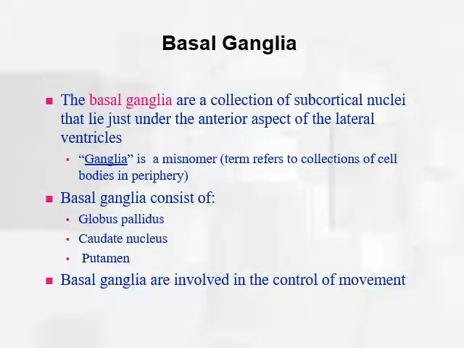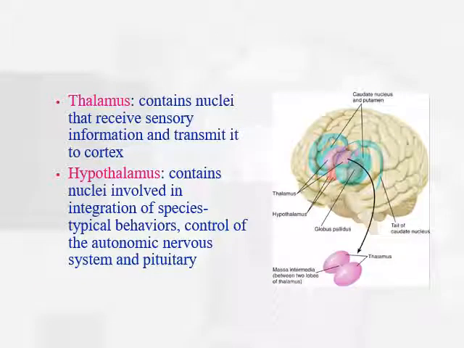Some deeper structures within the brain, like the basal ganglia, the thalamus, and the hypothalamus. For example, the basal ganglia are a collection of subcortical nuclei, which includes the globus pallidus, caudate, putamen, and they have an important role in the control of movement. So the thalamus and the hypothalamus are part of the subcortical nuclei.